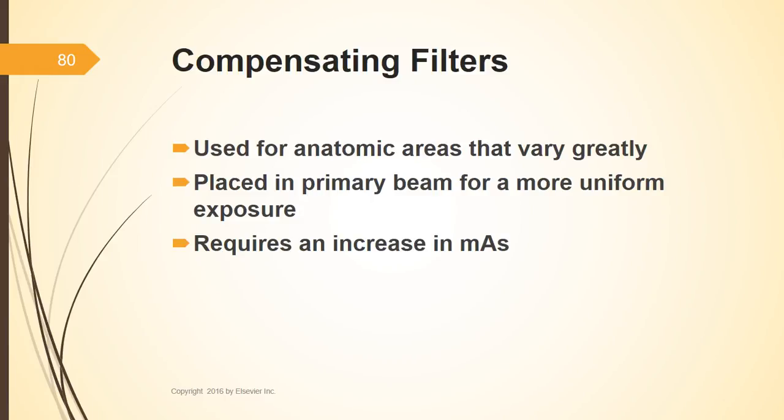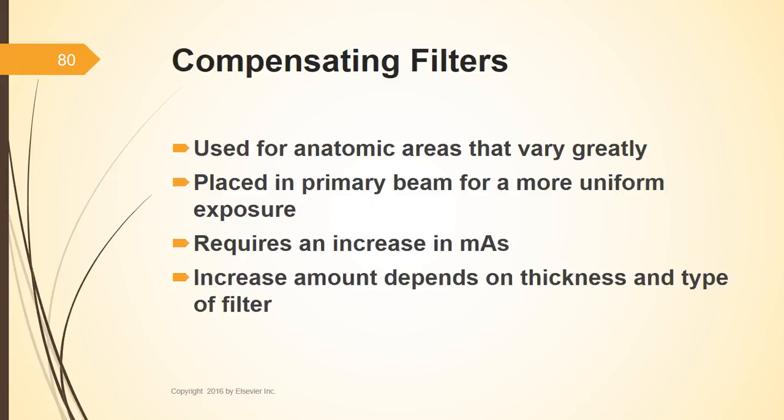So the amount of the increase depends on the thickness and the type of the filter. And additionally, when you use one of these compensating filters, it increases the exposure to your patient. One of the other things that comes along with that is when you do a scoliosis film, because you want the entire spine in one view, then a lot of people may still use it here because that way it evens it out through the chest and then in the abdomen where there's so many variations.